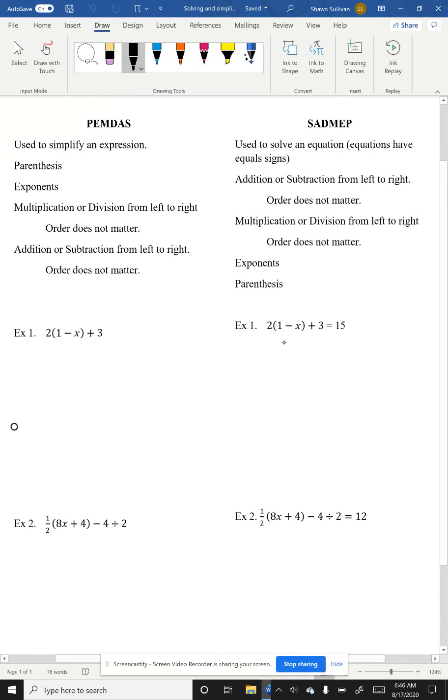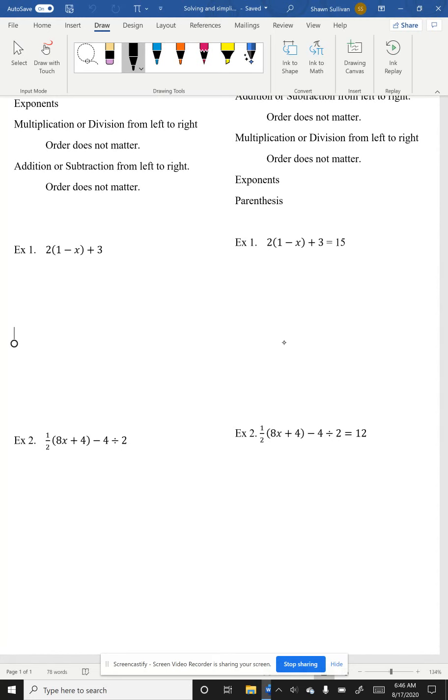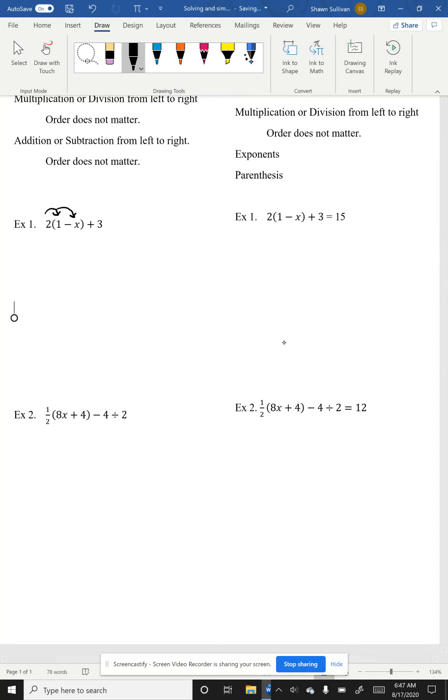And we'll start with, we're going to simplify this expression. So we have 2 times the quantity 1 minus x, plus 3, and we need to simplify this. So our 2 distributes, that's multiplication. That's the first thing we can do because we can't simplify anything inside the parentheses and there's no exponents. So we move right to multiplication or division and we go from left to right. So we can distribute, which is going to become multiplication. So we get 2 times 1 is 2, and 2 times negative x is negative 2x, and we just bring down our 3.